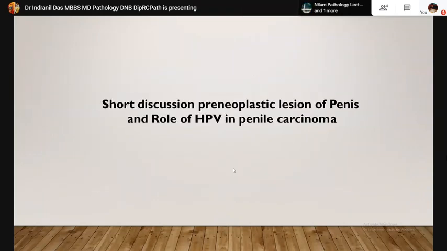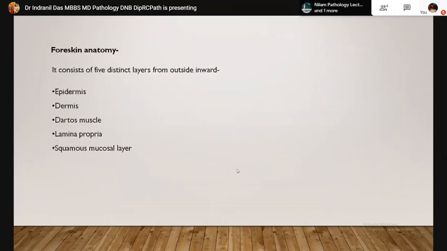Now, the next step of the discussion, I will discuss some preneoplastic lesions of the penis and HPV-related penile carcinomas. First, the foreskin anatomy. There are 5 distinct layers of foreskin: epidermis, dermis, below the dermis the dartos muscle, then lamina propria, then the squamous mucosal layer.